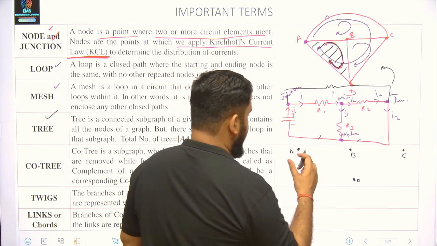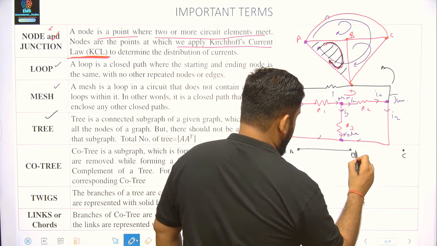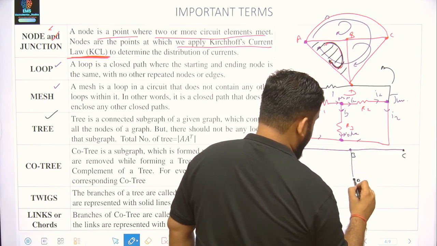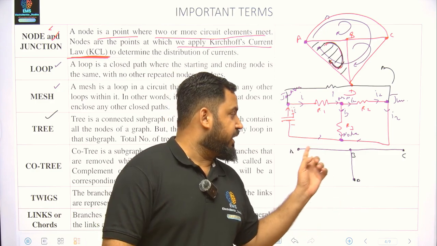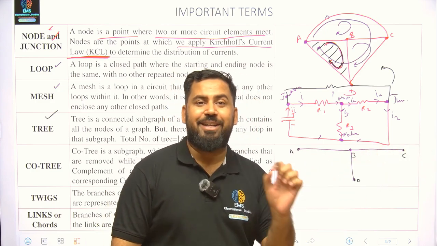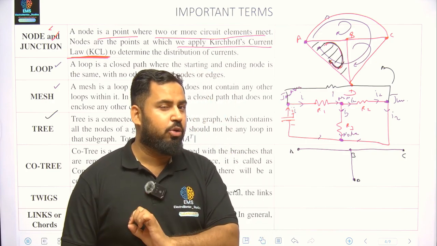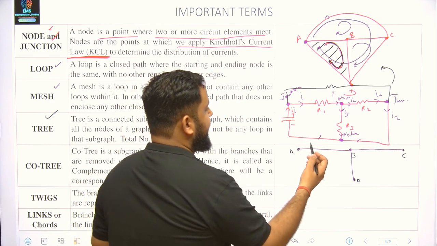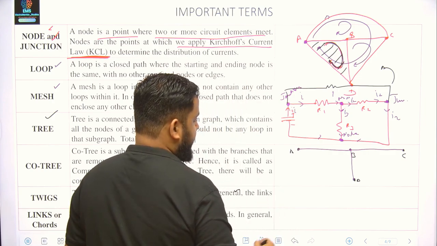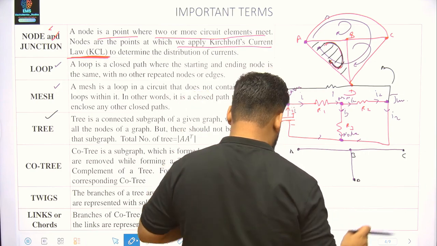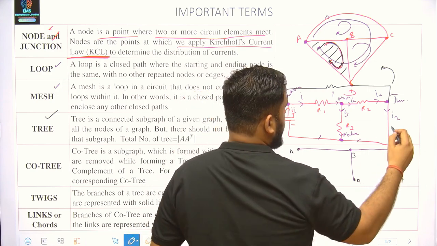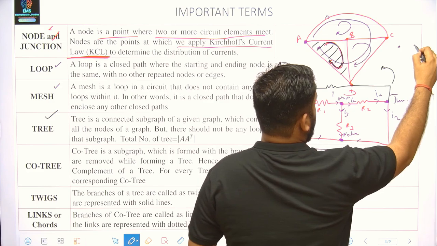For example, let me connect this A with B, C, and D. So this is a tree. It has connected all the nodes, but there is not even a single loop. For example, I can use another way of connecting this tree. So let me just draw over here itself. Okay, wait. Let me draw it over here itself.